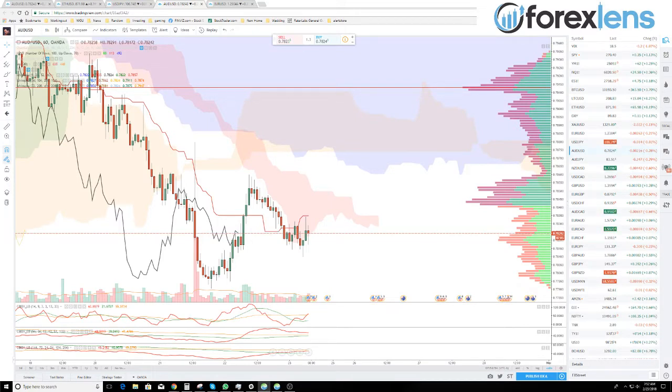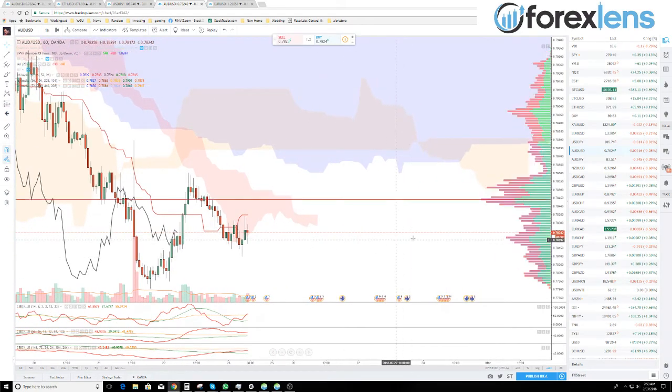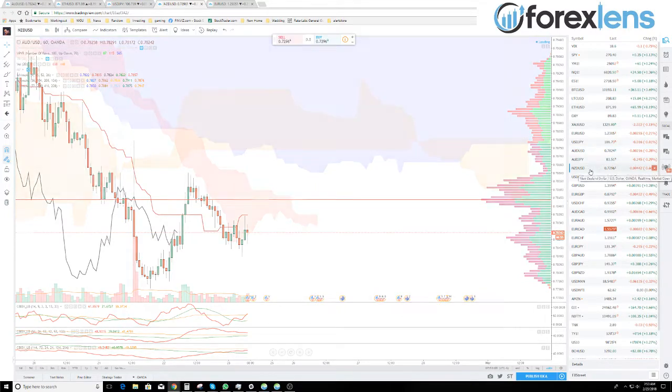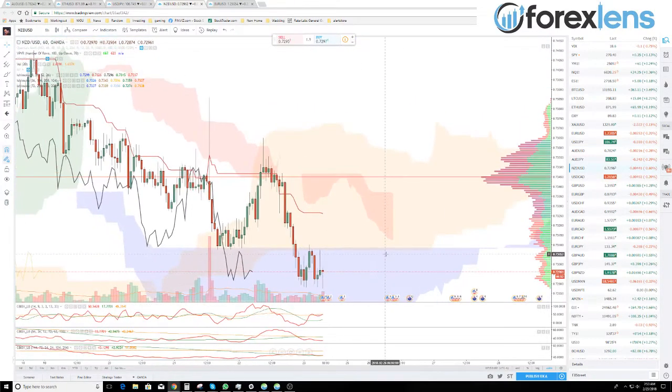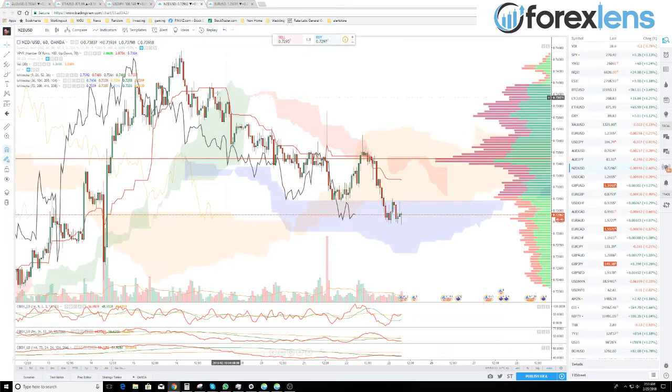All right. Now, what's our next one? New Zealand dollar. New Zealand dollar trending down. So we are below the 1-hour cloud. You know, we traded up. We found, where did we find resistance? The bottom of the 1-hour cloud and at the baseline.